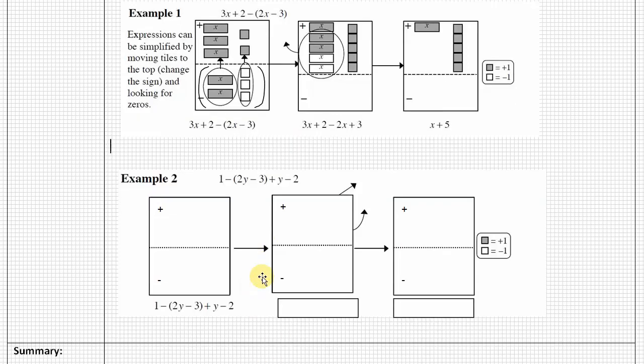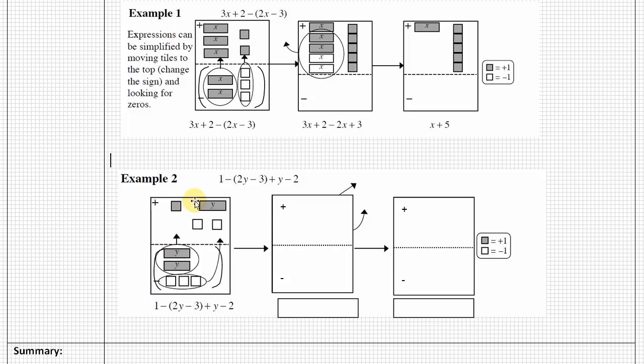So here's our second example. First thing I want you to do is write it down and then see if you can draw that into our mat. And again, I've just rewritten it here. So we have 1 minus the quantity 2y minus 3 plus a y minus 2. So take a moment to think about what's that going to look like on tiles on our algebra mats here. And let's see if we agree.